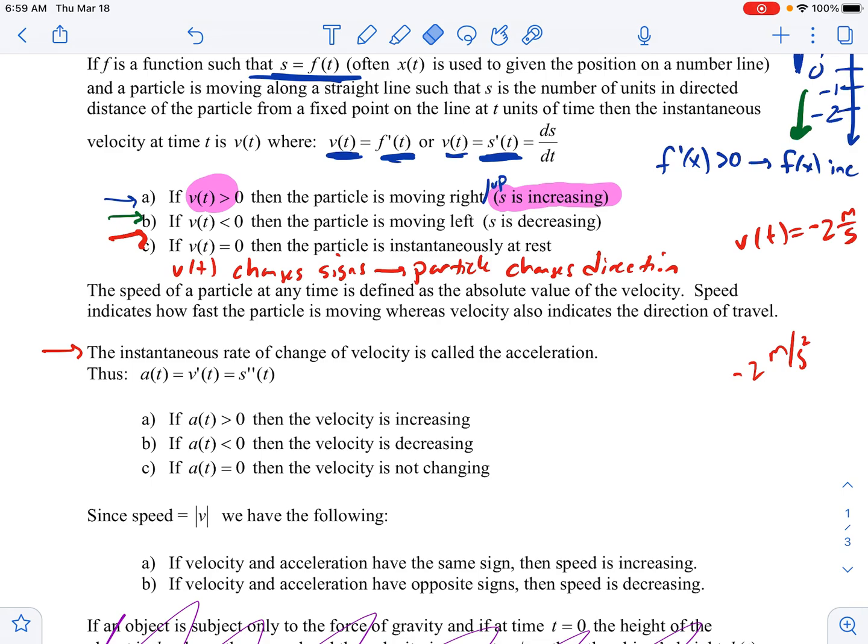The big thing to put together here is that position is like your initial function. If you want to use f prime and f double prime, f is like your position, the first derivative is your velocity, and the second derivative is your acceleration. But we typically use either s of t, x of t, or y of t for position. We almost always use v of t for velocity, and a of t for acceleration.